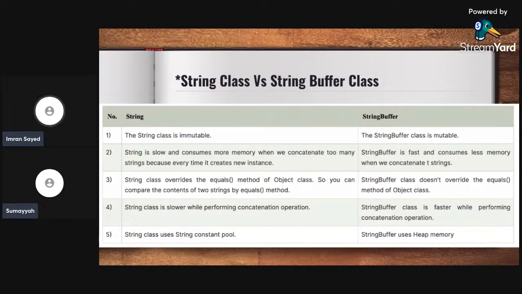String class overrides the equals method of the object class, so you can compare the contents of two strings using the equals method. String buffer class doesn't override the equals method of the object class.